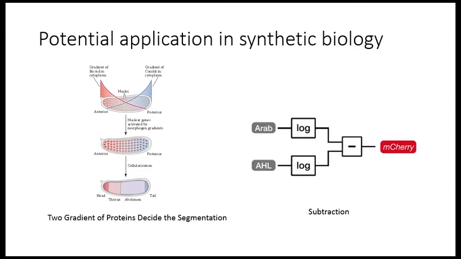Any biological process like comparing two signals and then making decisions can use the comparator. For example, during the process of development, we can compare the concentration of two different morphogens and then choose to develop into different kinds of tissues. Besides, we can also use a comparator to do some simple subtraction.